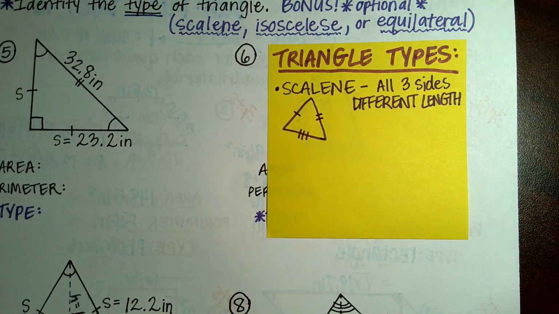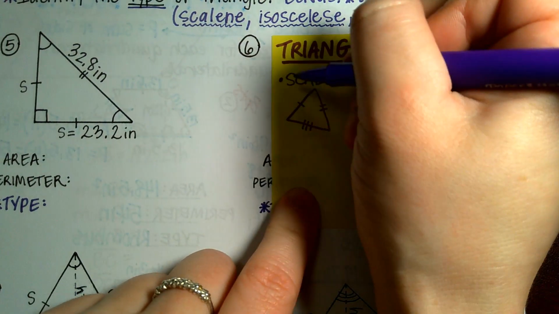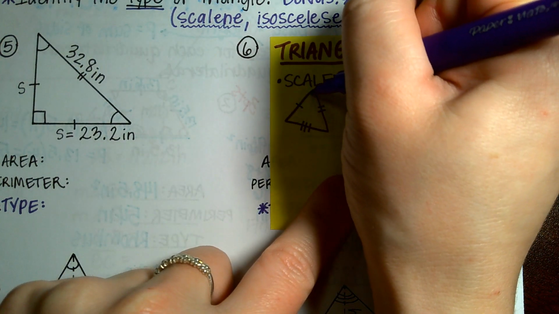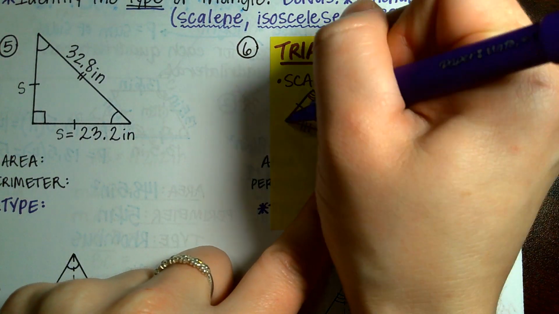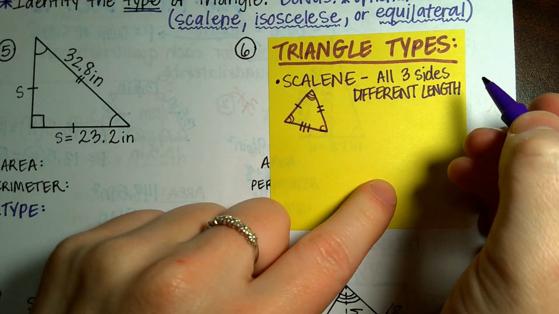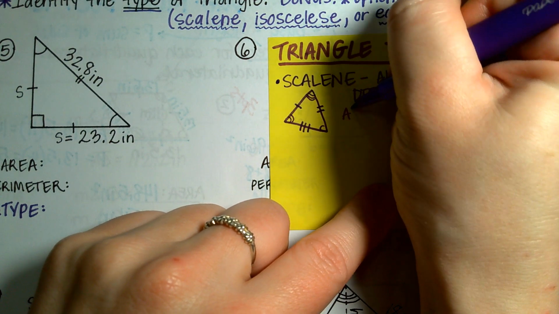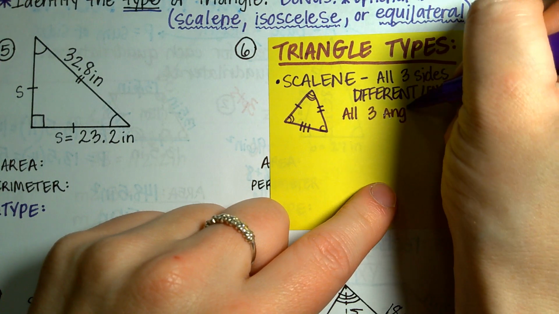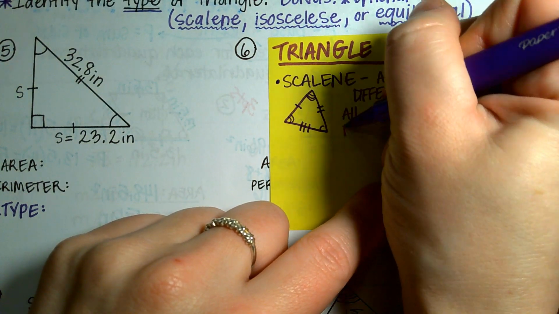You could also look at the angles. So you'll also have 3 different angle measures. 1, 2, 3. So all 3 sides different length, all 3 angles different measure.